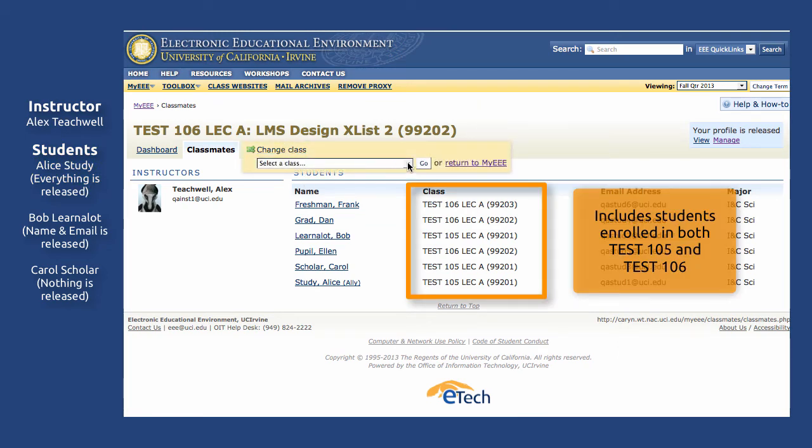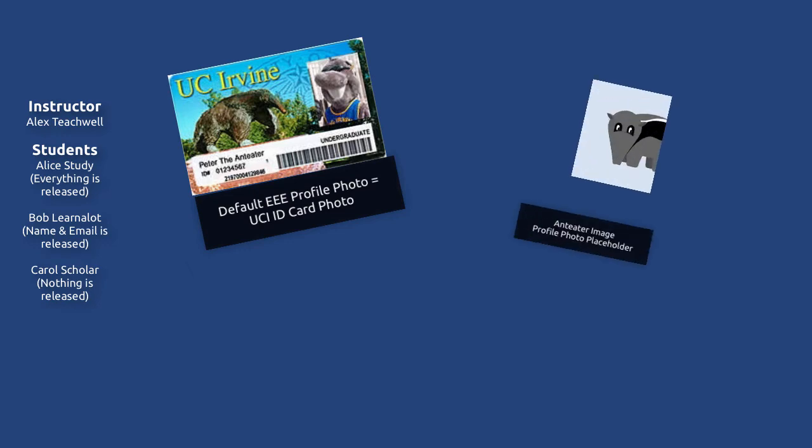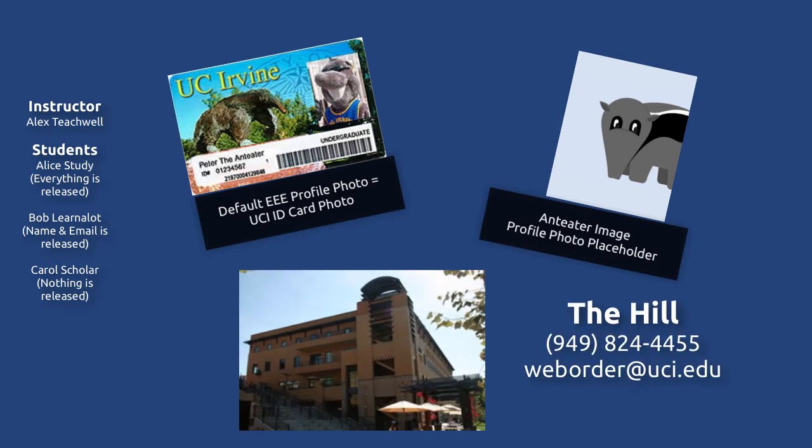If you have a cross-listed course, you will see the course's combined enrollment. Your profile photo, by default, is your official UCI ID card photo. An image of an anteater is used in your My EEE profile until an official ID card photo is taken at the Hill Campus Bookstore.